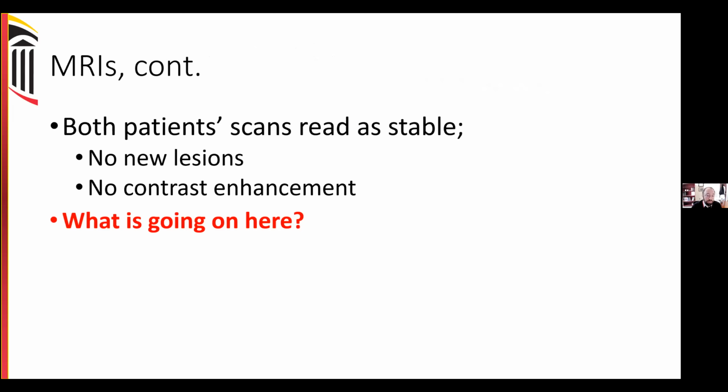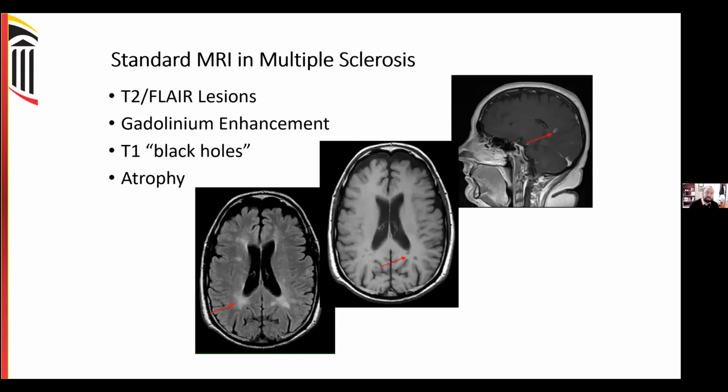If you take a look at the radiology reports on both of those patients, these are clinical scans that I'm talking about here. The radiology reports essentially just read them as stable, no new lesions, no contrast enhancement. They don't really comment much on the atrophy, which typically is not commented on too much in the radiology reports. So these patients are worsening over time, yet the MRIs are sort of being read as stable. So, what is it that's really going on here? And what's causing that worsening of disability?